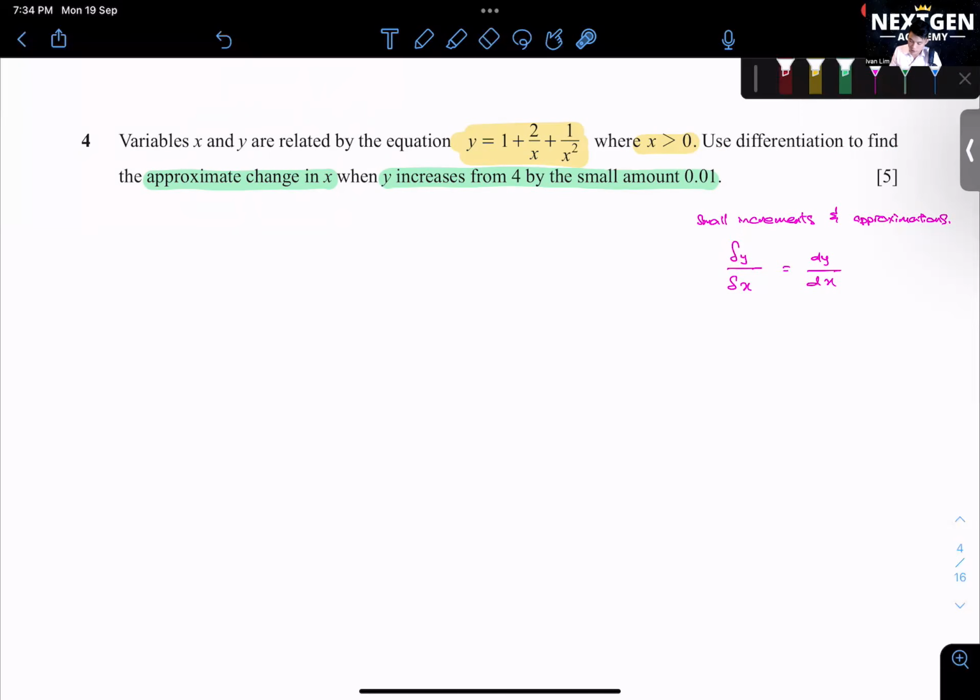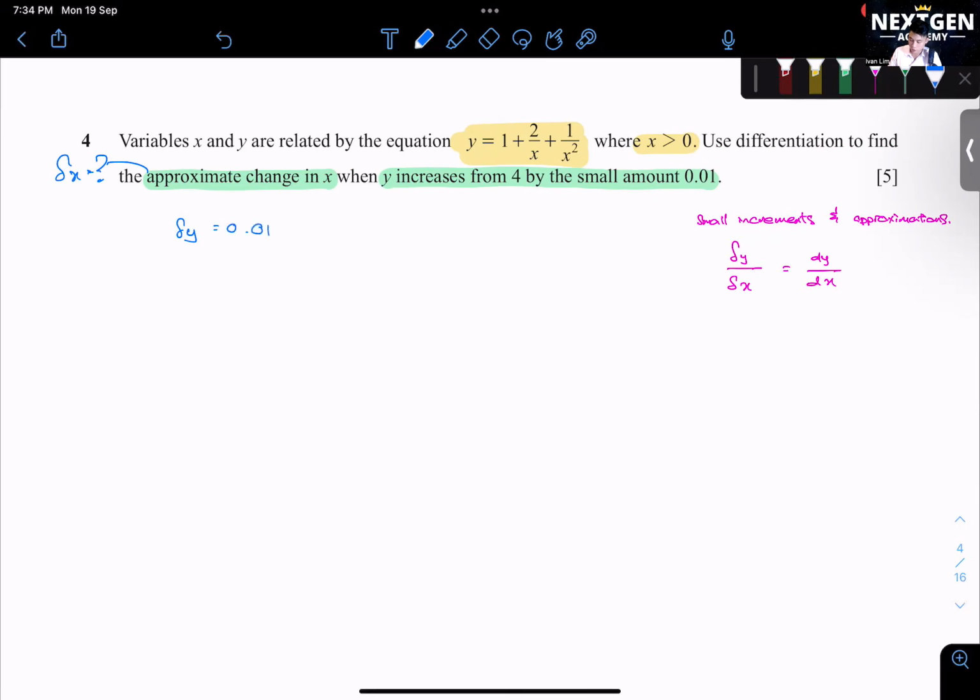All right, so let's see what's given in the question. They say y increases from 4 by the small amount 0.01. That means this is my delta y. They give us delta y instead of delta x. They want us to find the approximate change in x, so we need to find delta x here, which is not the typical straightforward one. There will be a little bit more extra steps for this kind of question.